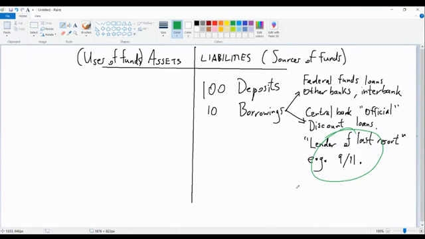The banks can usually take care of themselves, but there are crisis situations where the banks all are trying to borrow at once, and then the Fed steps in. Any questions or comments about borrowings? All right.